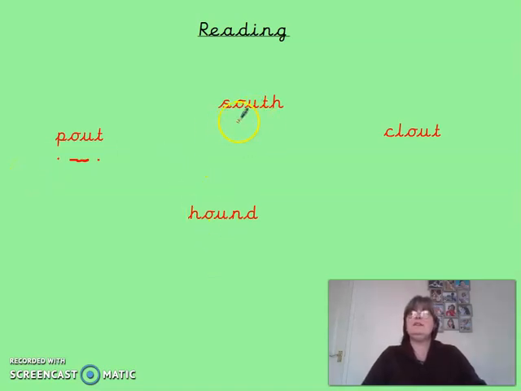Okay, let's look at the next one. So we've got single, digraph, digraph. So s, ow, th, sow, south. Okay, how about the next one? So we've got single, digraph, single, single here. So h, ow, n, d, hound, hound, hound, as we build it up from the front.